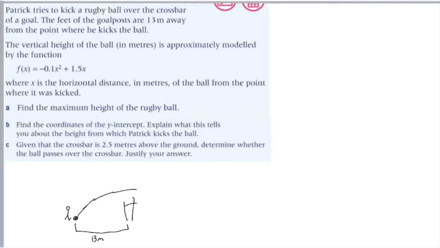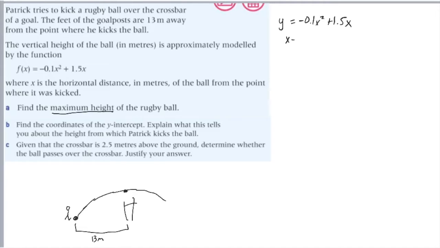So first we're going to find the maximum height. The maximum height is, of course, the vertex. When I find the maximum height, it will be the vertex of that curve. Now, we're going to do this the same way that we did the last one. We've got y, or f of x, equal to negative 0.1 x squared plus 1.5 x. And the first thing we're going to do, very similar to the last one, is find the x-intercepts.